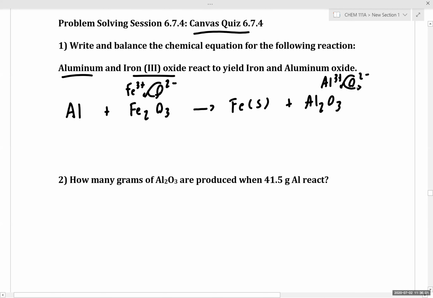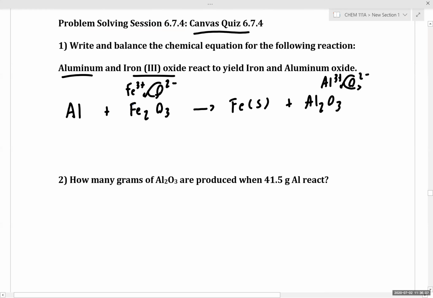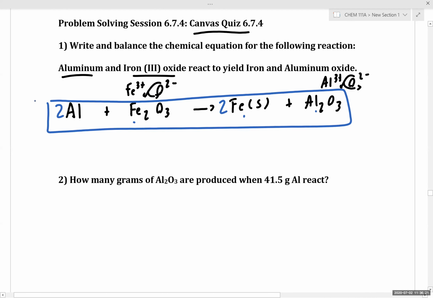Okay, so now from here, what we're going to do is we're going to balance our coefficients. We see we have 2 aluminums on the right, so we need 2 aluminums on the left. We have 2 irons on the left, so we need 2 irons on the right. So now we have a balanced chemical equation.